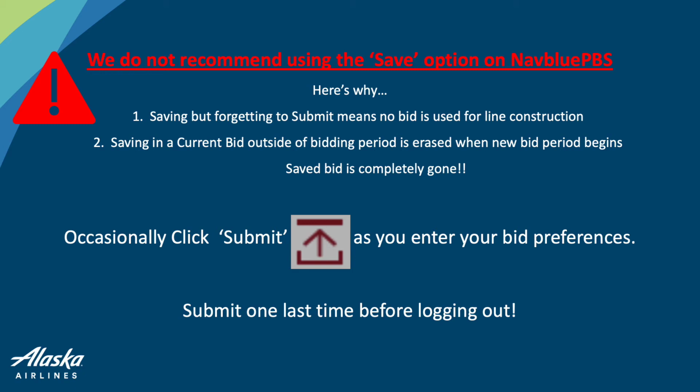We don't recommend using the Save option. People have saved their bid but never gone back to submit it before bids close. Consequently, no bid was then used for their line construction. Or they've entered a bid in their current bid prior to bids opening and then saved that bid. But when bidding opens for that month, the current bid is always completely blank. That saved bid is now gone.